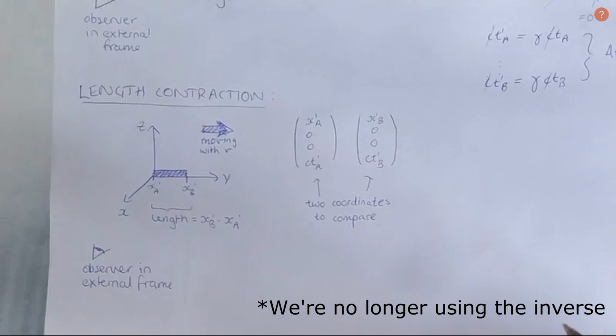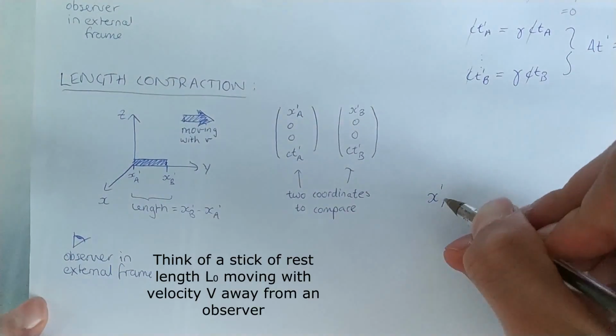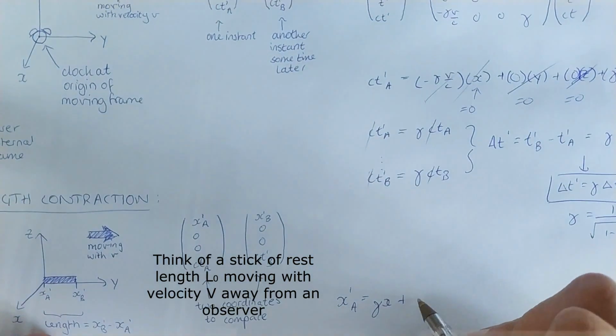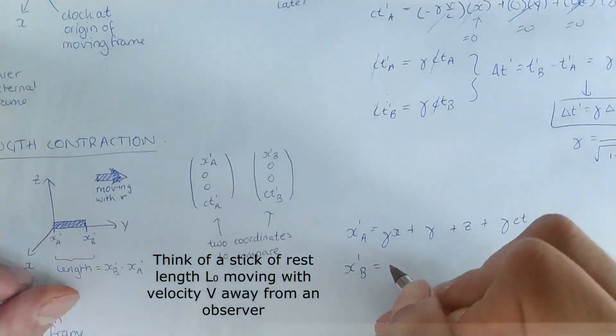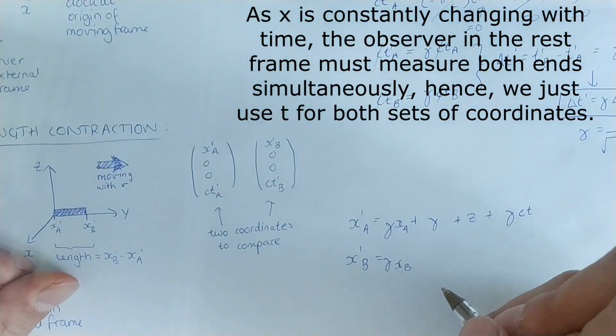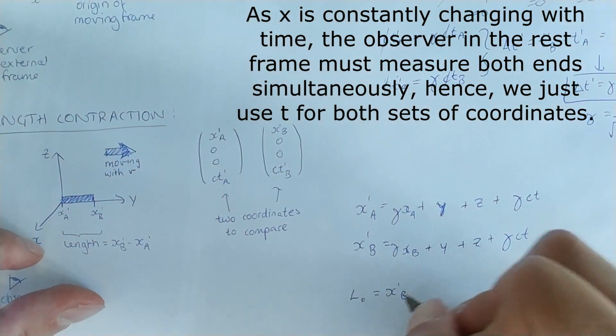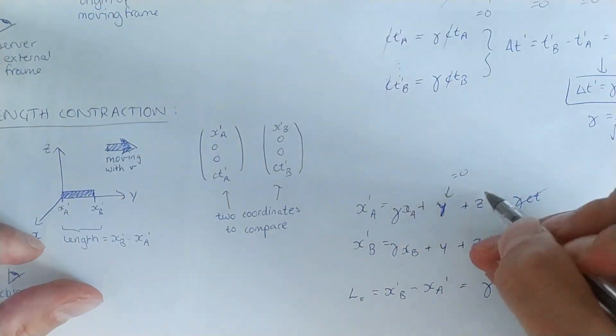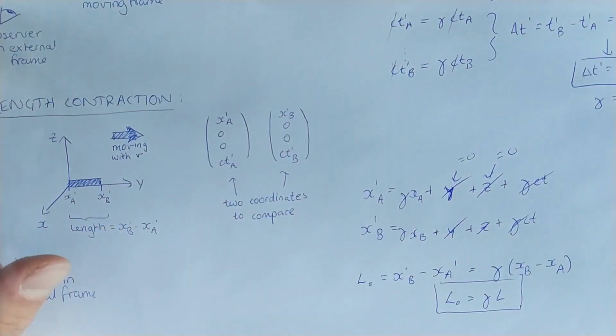For the length contraction formula, we follow a similar process. However, only y and z are 0, since we're measuring the length of a stick which is on the x-axis. We end up finding that the length observed by an external observer is actually smaller than the length observed by someone moving along with the stick.